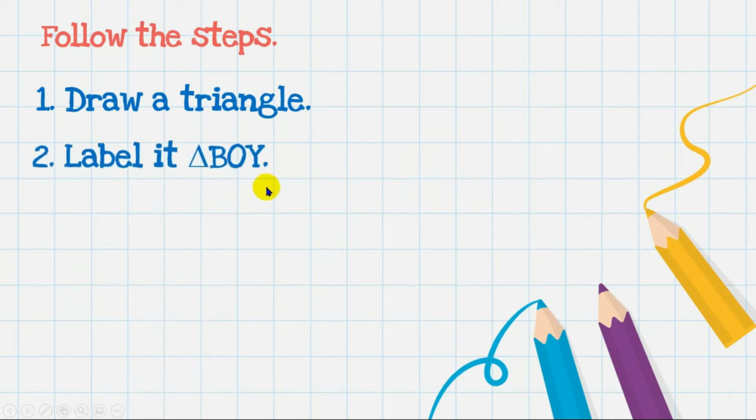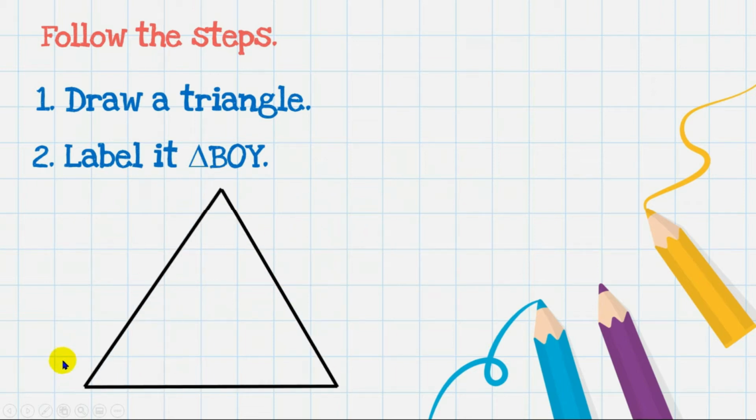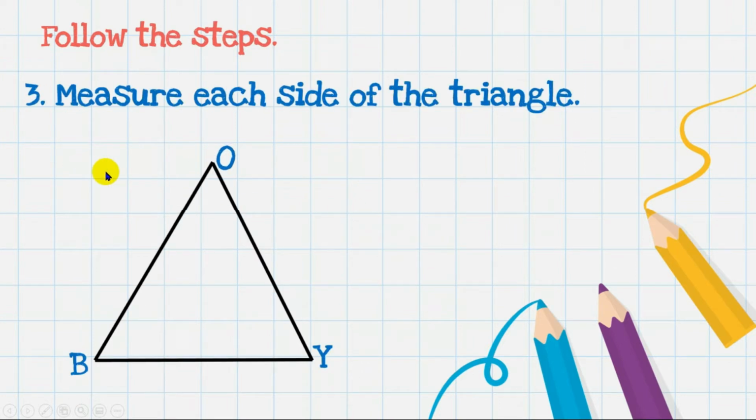Now, label it triangle BOY. So, how are we going to label it? We have point B, point O, and point Y. Okay, so are you done doing these 2 steps? Next, step number 3. Measure each side of the triangle.